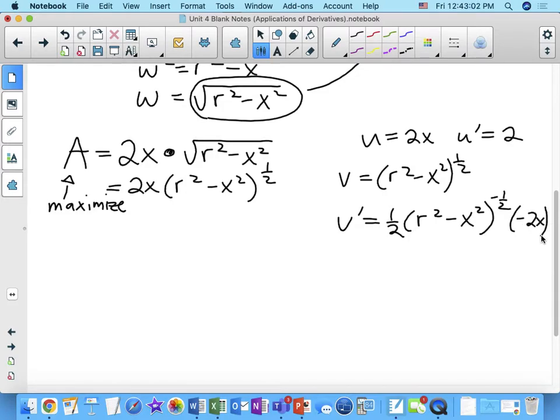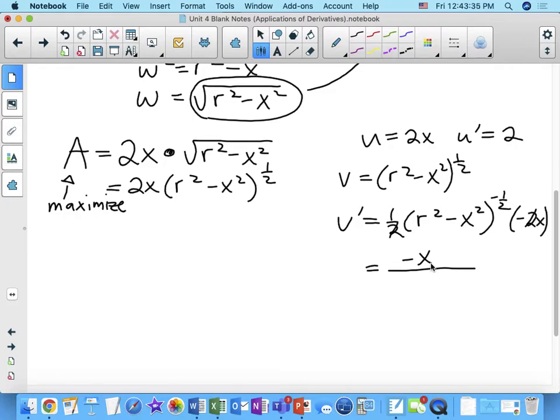Okay? Now what I'm going to do, and some of you guys on your derivatives test, this may have actually helped you out a little bit, is before I plug this into the product rule, I'm actually going to simplify v prime. Okay, so I'm going to clean this up a little bit. So for example, I can cancel the 2's. Okay, and then in the numerator, I'm going to have negative x. And then this has a negative exponent, so I'm going to bring it down to the denominator.